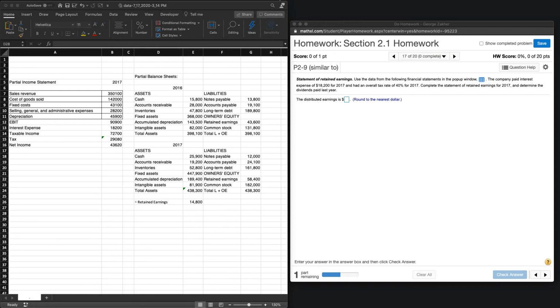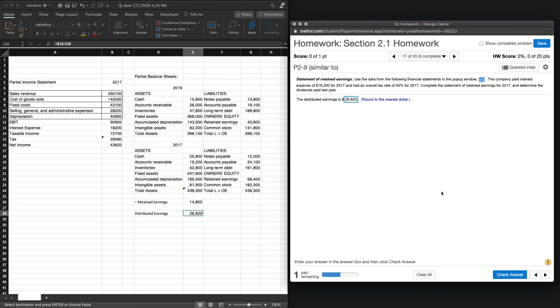Now that we have the change in retained earnings, we can figure out our distributed earnings. For distributed earnings, we need to know two things: our net income, which we figured out in our income statement, and the change in retained earnings. So it's going to be net income minus the change in retained earnings, which we figured out here. Those are the dividends that will be paid out. Let's see if we input that here. Hopefully we get an encouraging response. Oh, that's very nice of them.